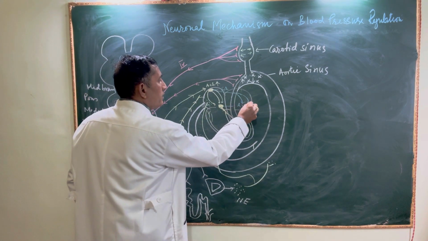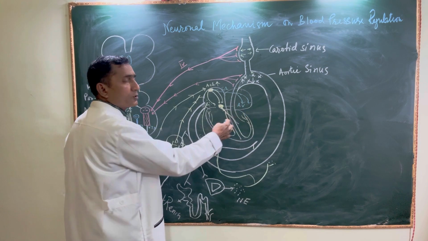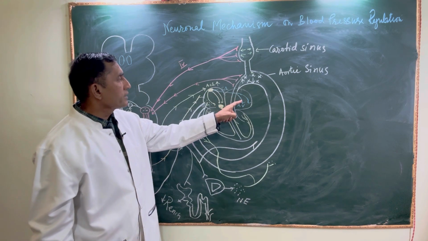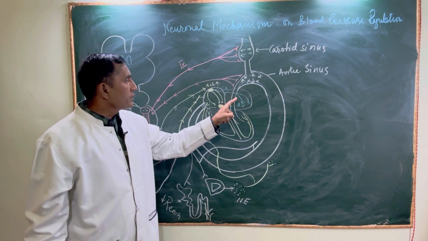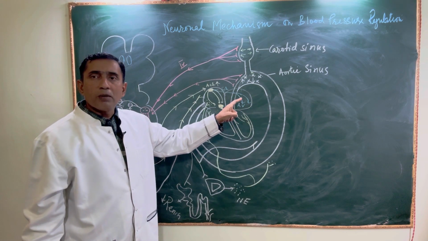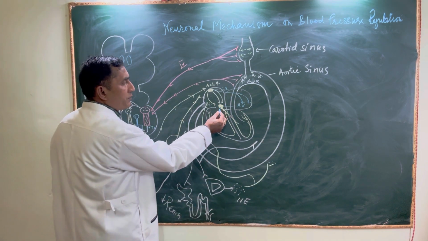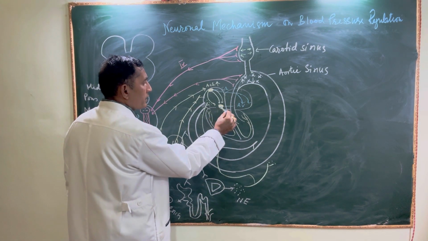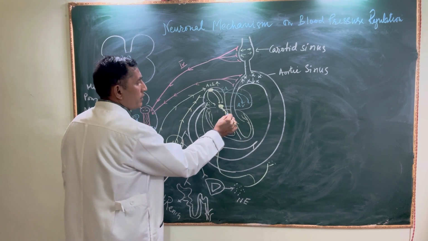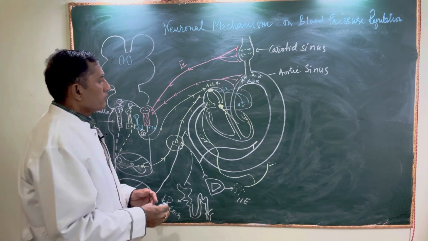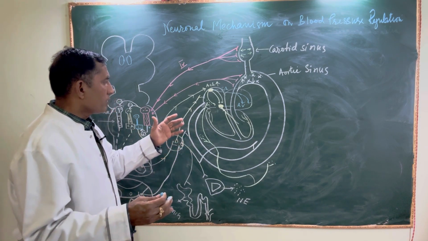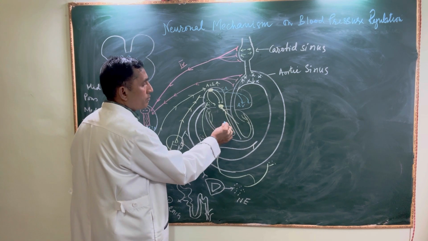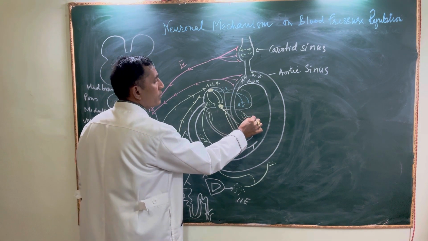This Bachmann's bundle, as you all know, is responsible for carrying the electrical impulse from the SA node to the AV node, and this electrical impulse is ultimately responsible for contracting the muscle of the left atrium. And then we have the AV node. This is the only electrical window of the heart, and this AV node will have the different pathways for the ventricles, that is the right bundle branch, left bundle branch, and then Purkinje fibers.